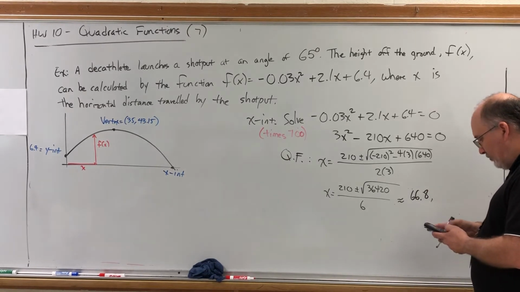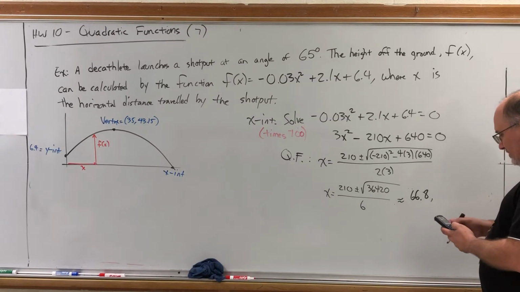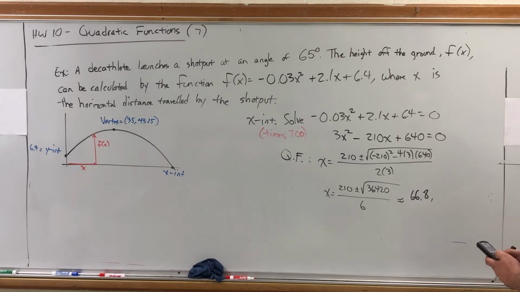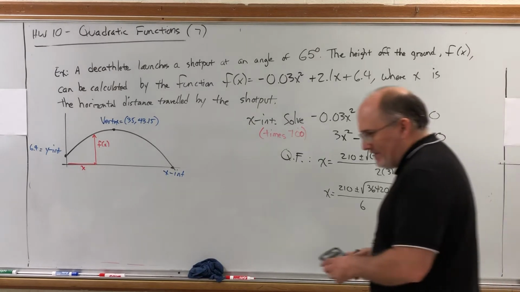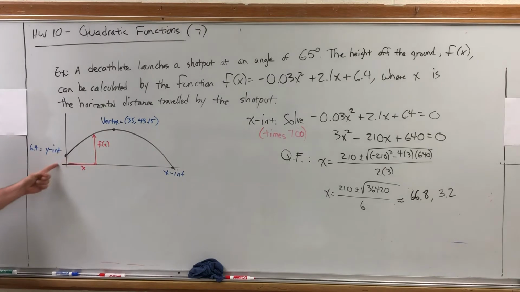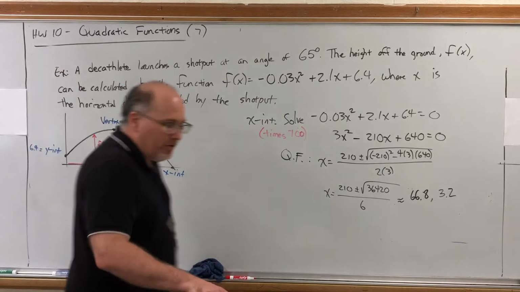And if I do the same problem with subtraction instead of addition, then I'll get, that can't be right. Something went astray. The reason I said that can't be right is because the other answer I got was 3.2. Now, why did I say that can't be right? Where's the other x-intercept? Should be back over here, should be negative. So now I have to pause and figure out where I went wrong.